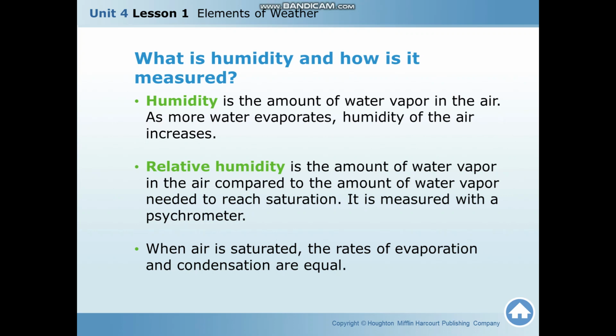And when air is saturated, the rates of evaporation and condensation are equal. So just think that the amount of water that evaporates is the same with the condensation, where water vapor or gas turns to liquid. So they are the same. So that is when we say that the air is saturated, when they are equal.